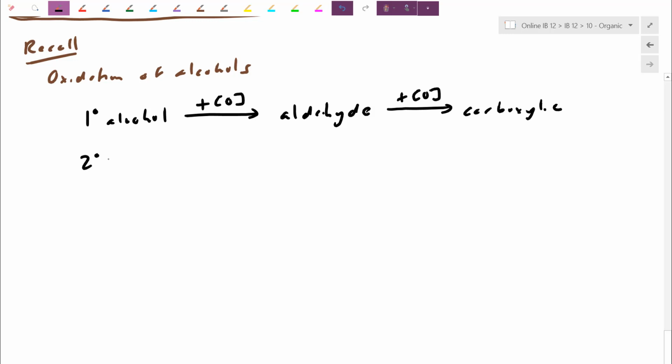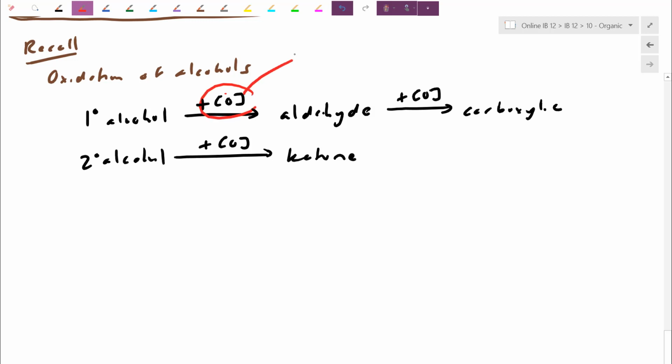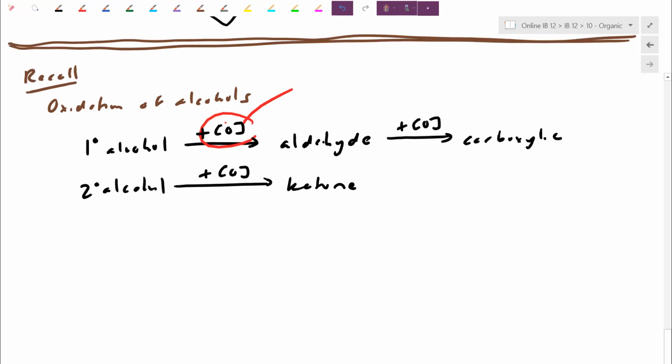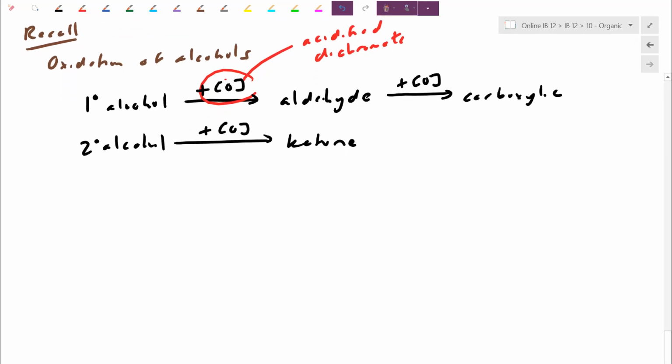Or if I had a secondary alcohol, upon oxidation again, so plus some oxidizing agent, this one ends up forming a ketone. If you remember the oxidizing agent here, you could hypothetically use potassium permanganate, but usually it's a little bit too strong, so usually we just use acidified dichromate. Right, so we have H plus and we have Cr2O7. What we can do here is actually reduce these back.